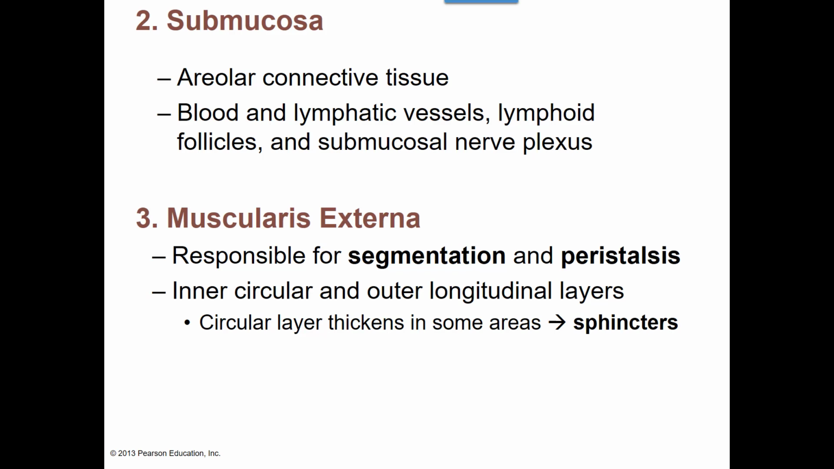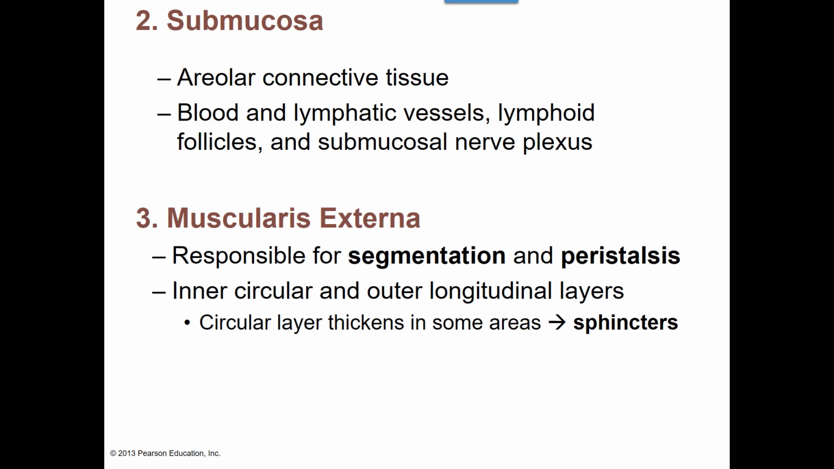The third layer, out of the 4 layers, is the muscularis externa. It's responsible for segmentation, segmenting the food, and peristalsis, which is moving the food from point A to point B through your digestive tract. So food's going in a one-way direction through your intestinal tract. There are some areas in that muscularis externa that get really thick, and that's where we get some of our sphincters. Those sphincters are there to prevent backflow of food, so that food is always going to go from point A to point B through our digestive tract.